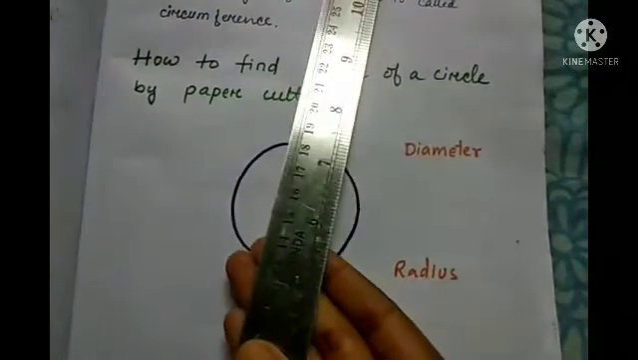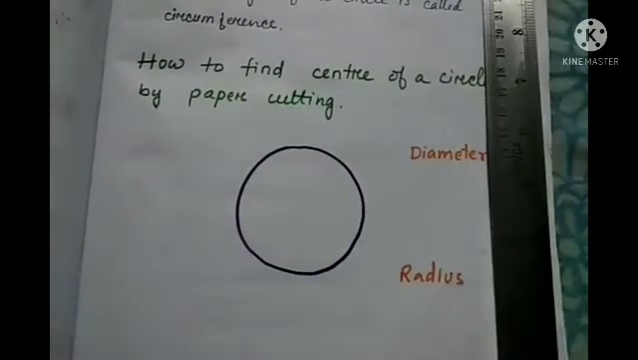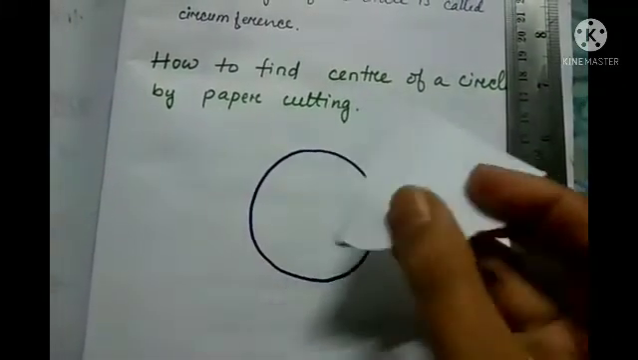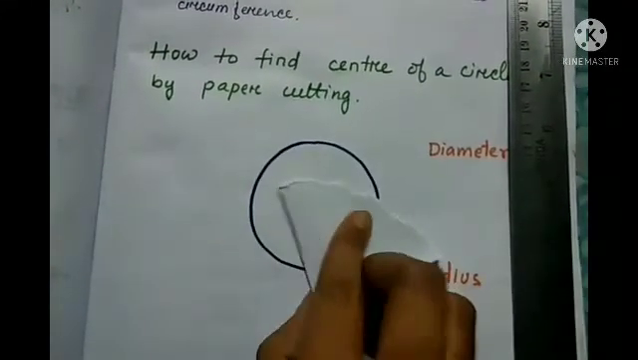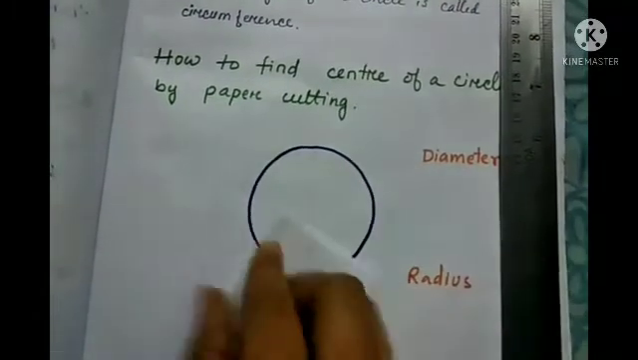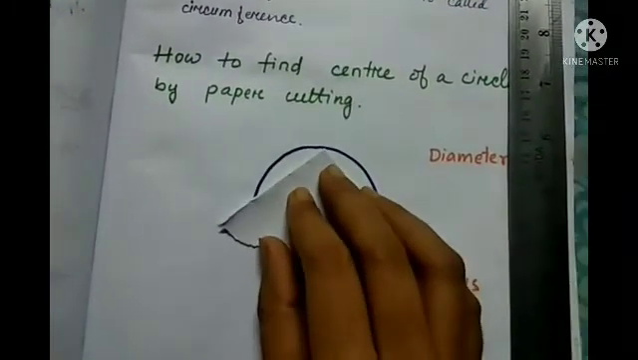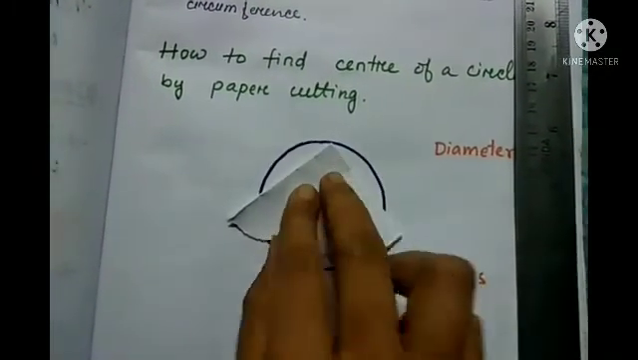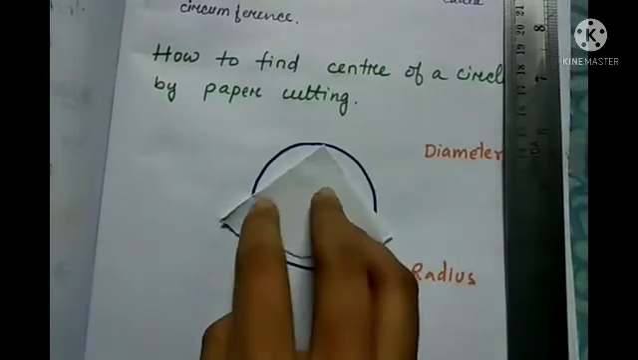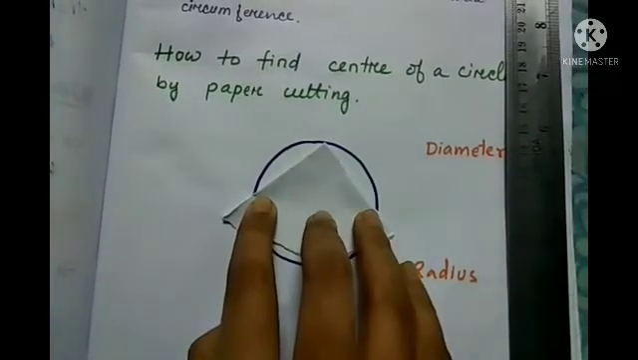Now I will teach you how you can find the center of a circle by paper cutting. For that you need a scale and a paper cutting. You can see how I made it. I am just folding this and then tearing with my hand. Then you have to place it in the circle this way, in the triangular shape, and then mark the two ends.